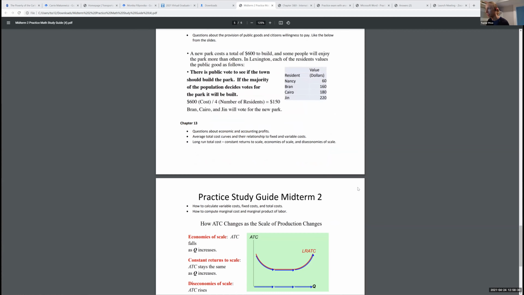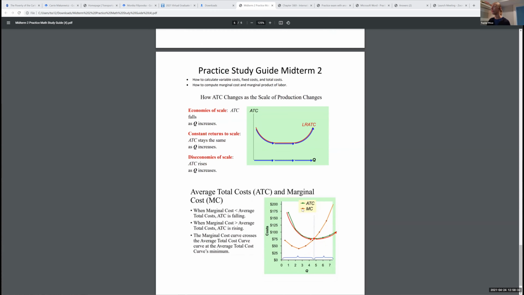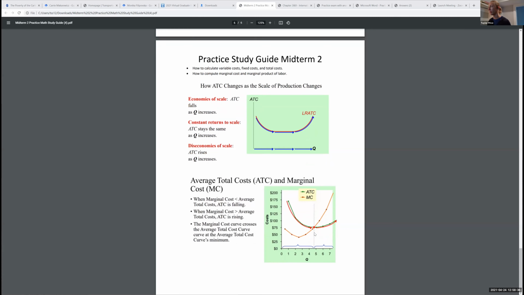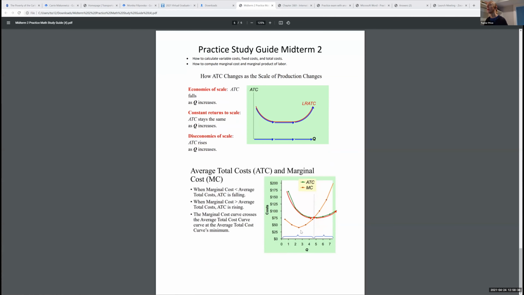And then for 13, just to clarify, because I think we went over this, but I didn't specifically mention this graph. One of the questions we talked about was asking about average total cost and marginal cost. So this can be helpful for thinking about under what scenario that is going to be true.